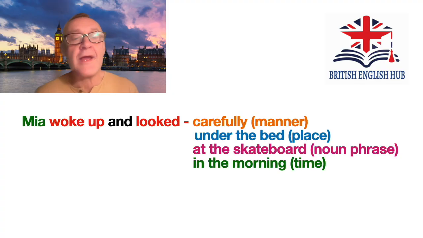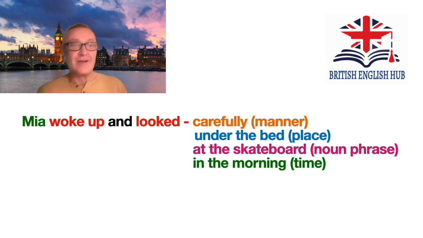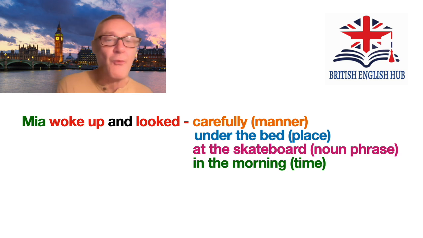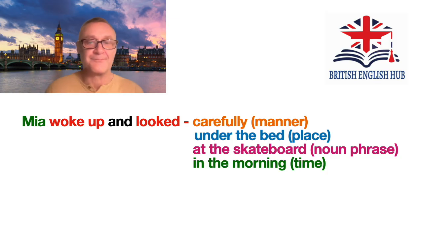Here we go. So we've got Mia woke up and looked. Again, we've got an example of a manner, adverb of manner, looked carefully. Mia woke up and looked place, under the bed. Mia woke up and looked at the skateboard, and that's a noun phrase. Remember I talked about noun phrases? That's classic, very simple. Or Mia woke up and looked in the morning, time reference. Okay, so we've got four different adverbs here that we can use at the end of our sentence.